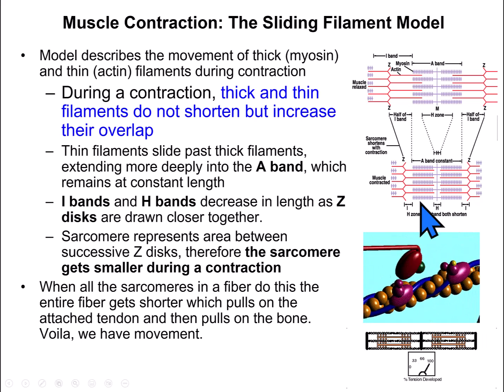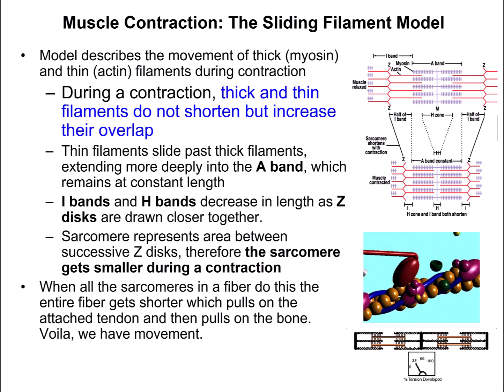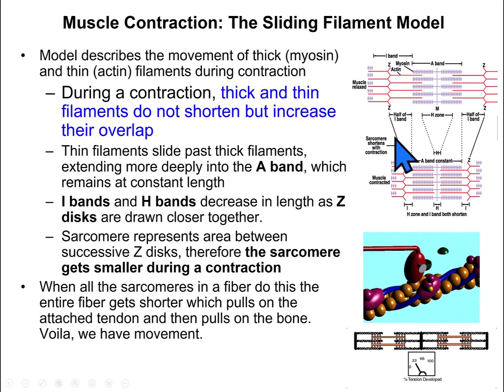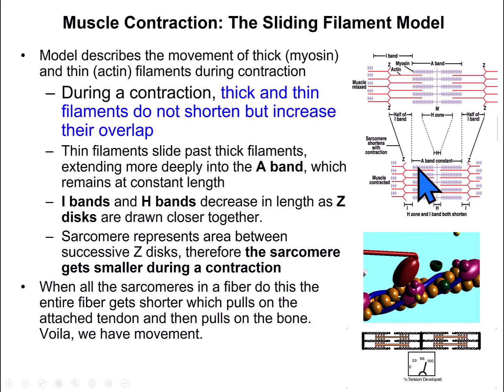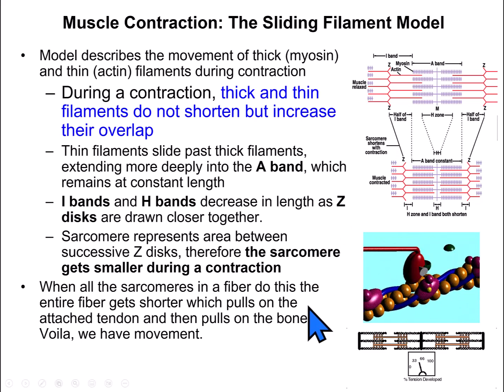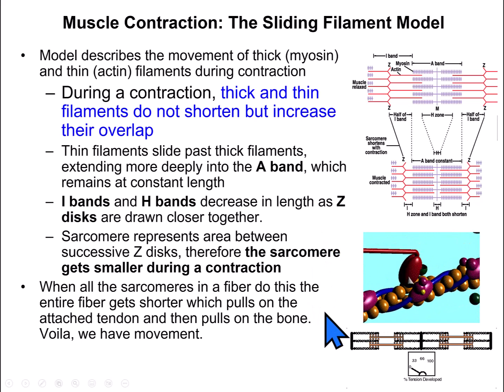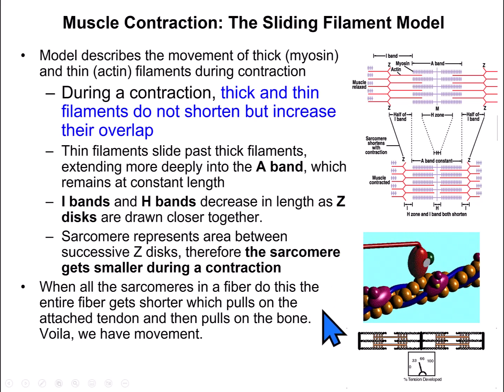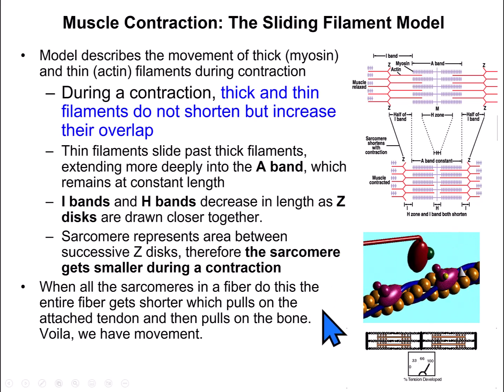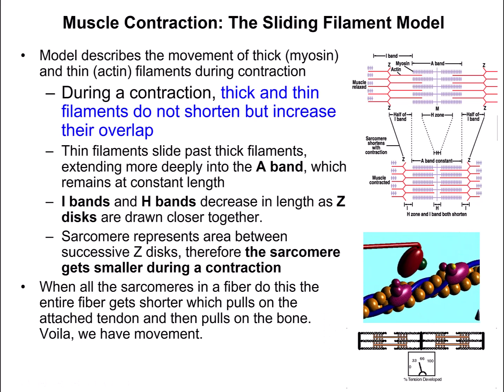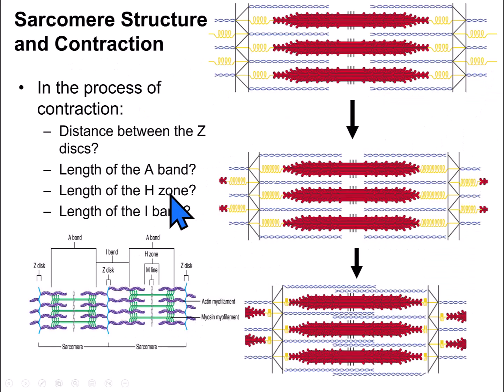The sarcomere represents the area between successive Z discs. Therefore, the sarcomere also gets smaller during a contraction. When all of those sarcomeres in a muscle fiber do this, the entire fiber gets shorter, which pulls on the attached tendon and then pulls on the bone. Voila, you have movement. So let's test our knowledge on this.